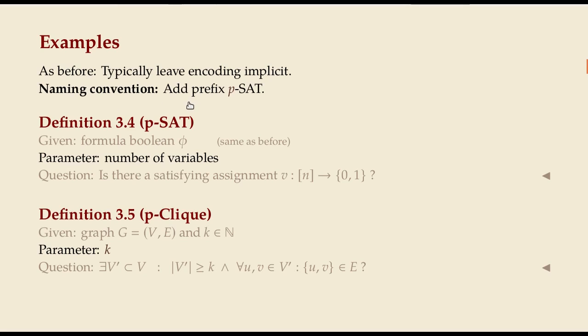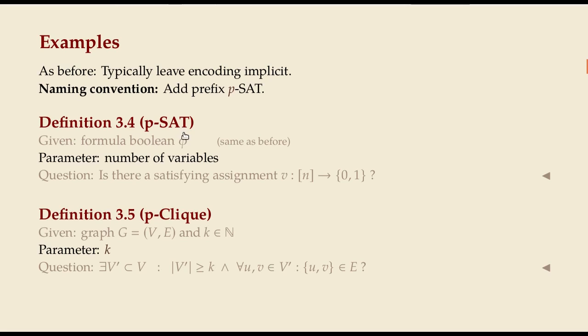Then here's a naming convention for problems. If SAT, for example, is a decision problem, we add this prefix p to denote the parameterized problem. It should be clear that this is formally a different thing. The parameterized problem is a pair of a language and a parameterization kappa, whereas the decision problem was just the language. So here's two examples that you've already seen in a sense.